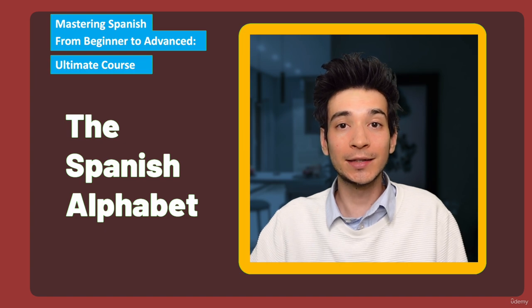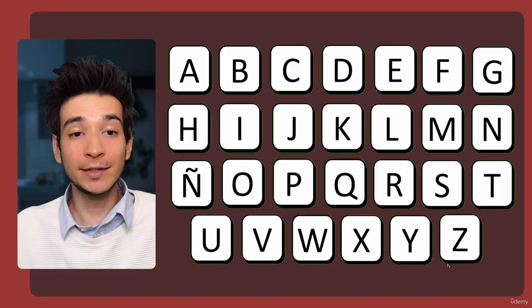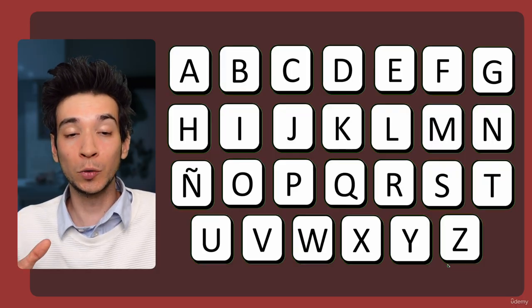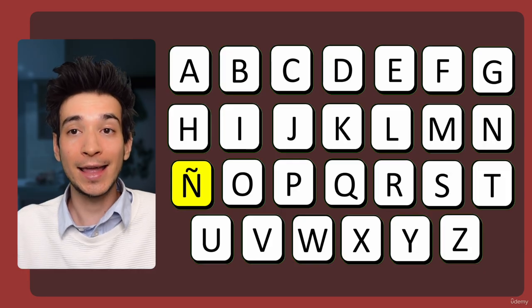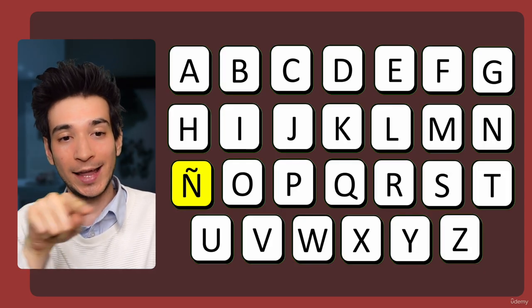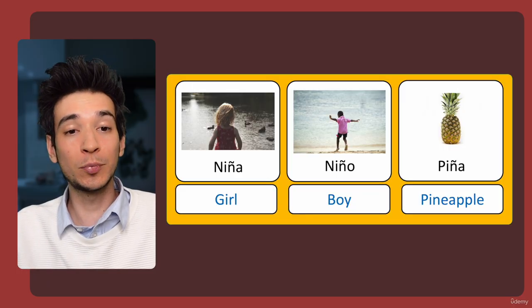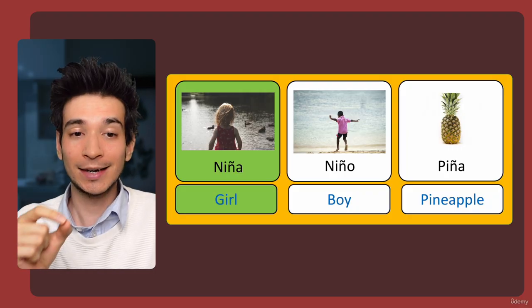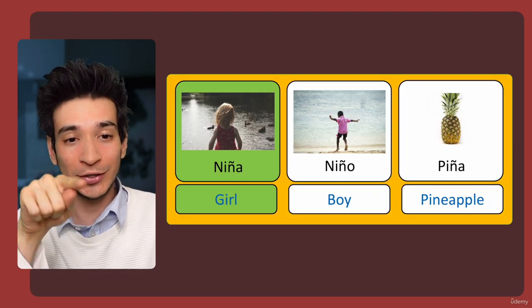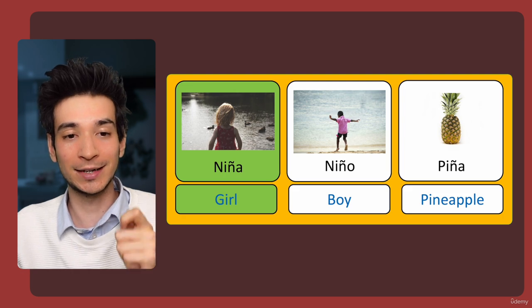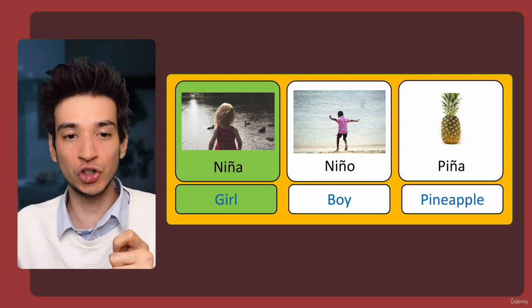Let's start by learning the Spanish alphabet. In Spanish, we have the same alphabet letters as in English, but we have one extra letter, which is the letter ñ. So it sounds like n, ñ. And for example, we can say niña, which means a girl. The ñ looks a little bit like the N, but it has a line on the top. So the N sounds like N, and the ñ sounds like ñ.